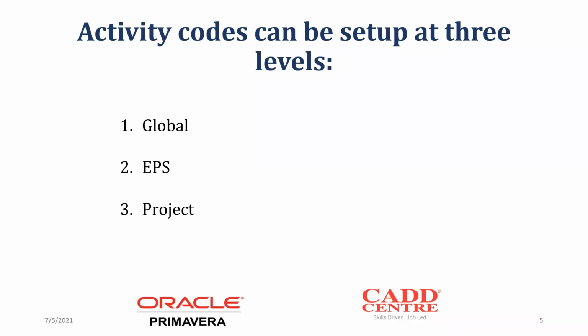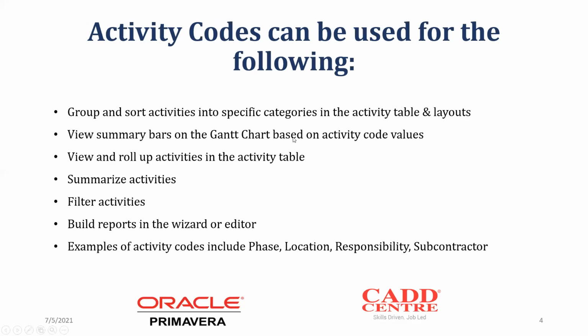But activity codes are not in terms of numbers. We're basing on a certain thing to group. Let me go back to this. The examples of activity codes include phase, location, responsibility or subcontractor, or any other thing according to the way you want to report your project. So using WBS codes doesn't stop you from using the activity codes.